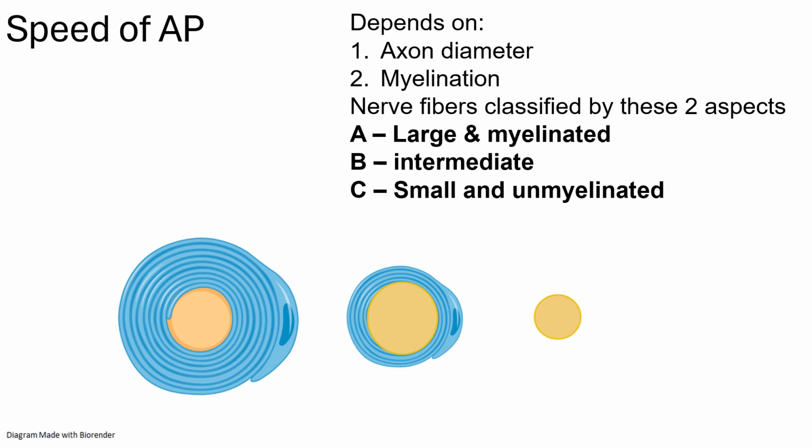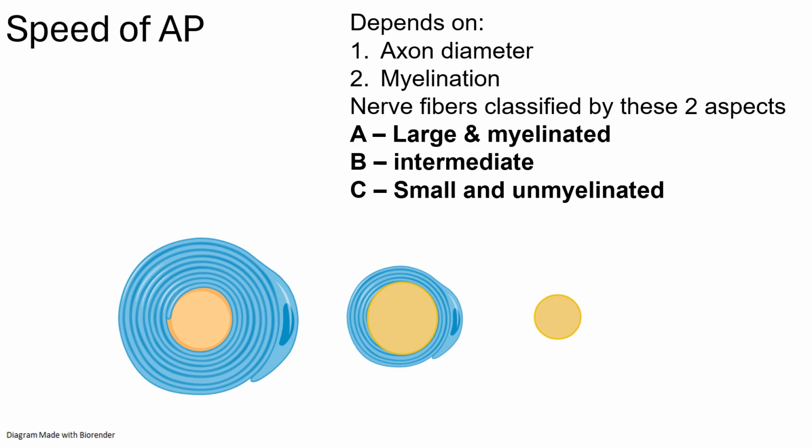In reality, nerve fibers that are in your peripheral nervous system, such as the ulnar nerve or the sciatic nerve, are classified by these two aspects of myelination and axon diameter. Large myelinated neurons, such as those in your sciatic nerve, conduct action potentials very quickly. We classify them as type A neurons.